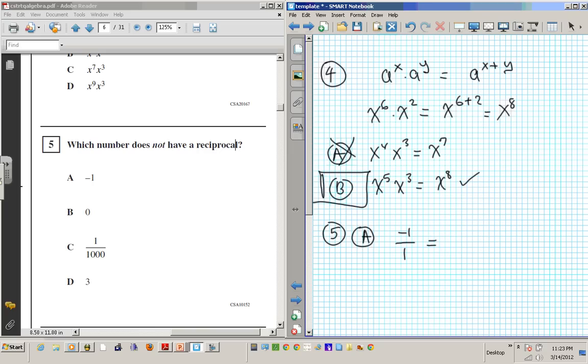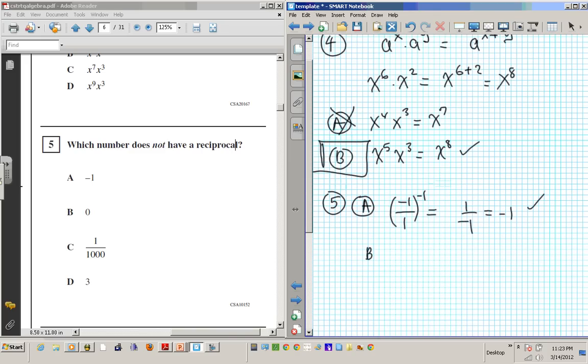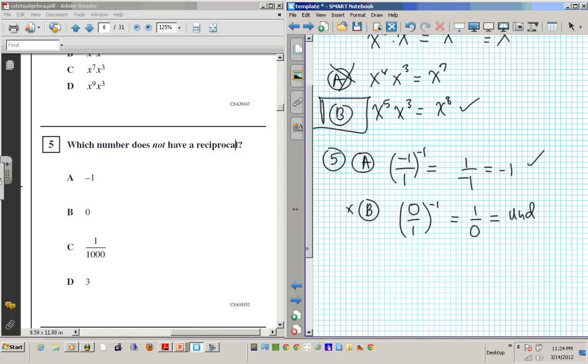The reciprocal of -1 is going to be, if I raise this to -1, if I reciprocate it, it's going to be 1 over -1, which is just -1. Is there such a number as -1? Yes, so that's fine. Okay. How about 0? If I take 0 and I want to reciprocate it, I raise it to the -1 power. When I flip this, it becomes 1 over 0. What is 1 over 0? It's undefined. So this is a problem. 0 does not have a reciprocal. Okay? So B is the answer.